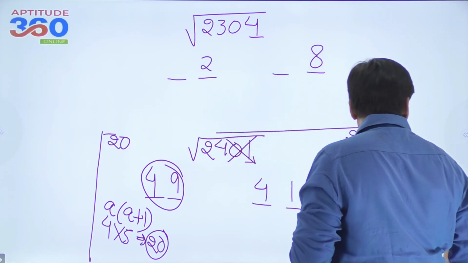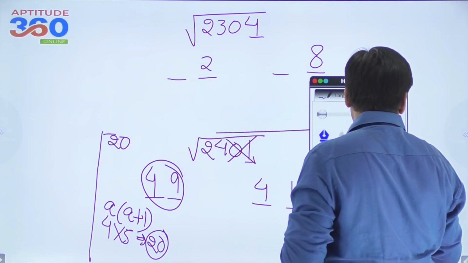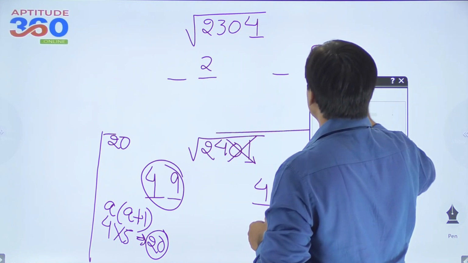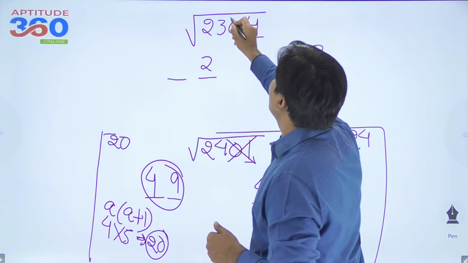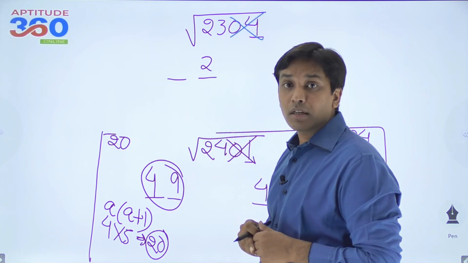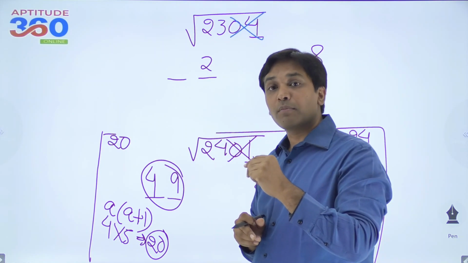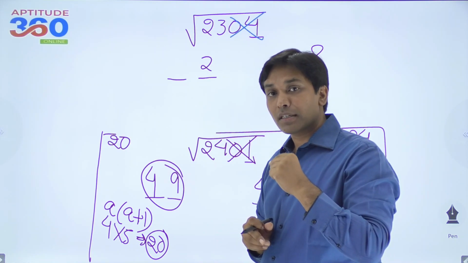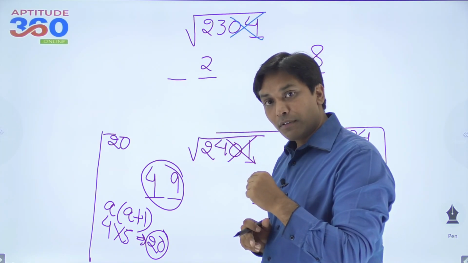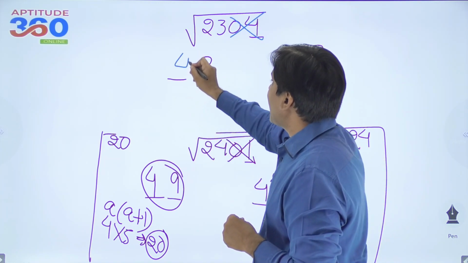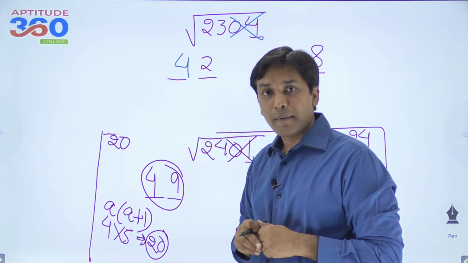Is that okay? Now what we do is we discard the last two digits, and the moment you discard these two numbers, you have 23. Now what is the perfect square number that is just less than 23? It is 16. And what is the square root of 16? It is 4. So the number will be either 42 or 48. Does this make sense?